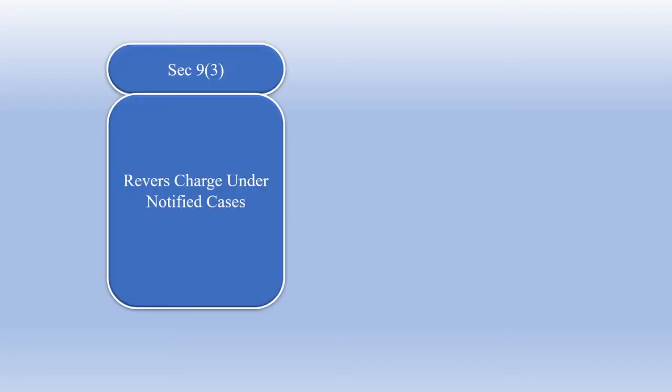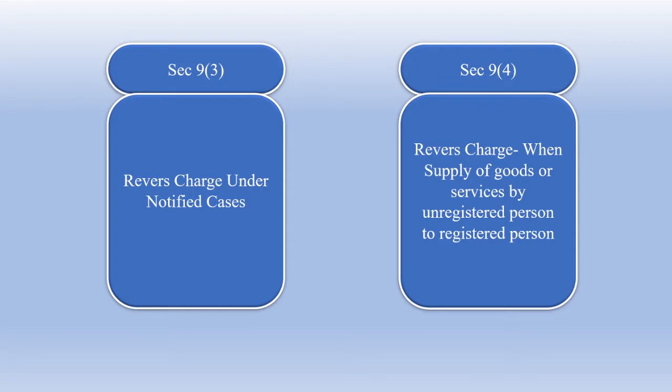So friends, section 9 subsection 3 is talking about the reverse charge under notified cases, which we will be dealing with in the next slides. And section 9 subsection 4 says that reverse charge will be applied when there is supply of goods or services by an unregistered person to a registered person. So that also we'll see in detail in the following slides.